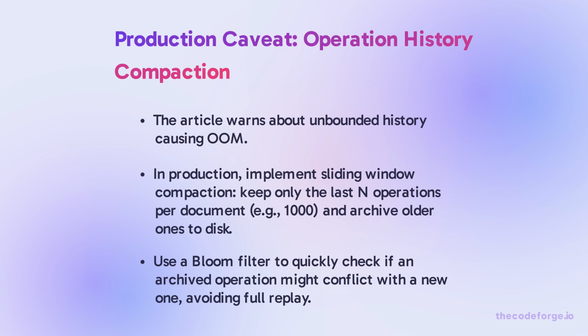In production, implement sliding window compaction. Keep only the last n operations per document, e.g., 1,000, and archive older ones to disk. Use a Bloom filter to quickly check if an archived operation might conflict with a new one, avoiding full replay.